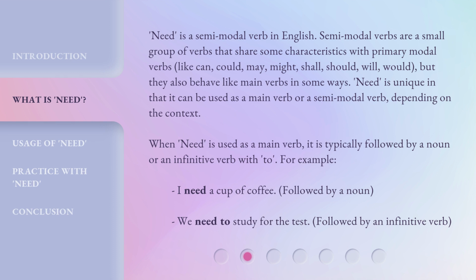When need is used as a main verb, it is typically followed by a noun or an infinitive verb with to. For example, I need a cup of coffee, followed by a noun. We need to study for the test, followed by an infinitive verb.